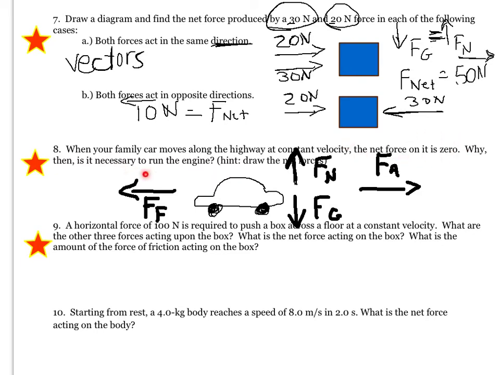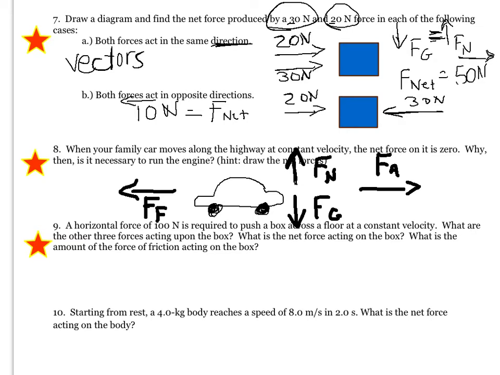So why are we running the engine? Well, there has to be an action force in order to equal out the frictional force. So because friction is there, we have to run the engine to have an action force. That's why it's good to have less friction when you're driving down the freeway. Then you have to apply less force, and that means save money on gas.